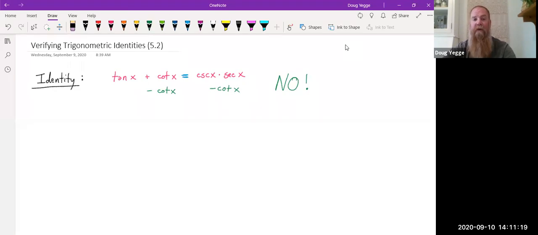Instead, all we can do is try to do whatever we can on one side. Let's say we start with the left side, and we start to apply fundamental identities, or algebraic properties, or any methods we can think of in order to turn tangent x plus cotangent x into cosecant x times secant x. So let's take a look at a few steps of how we might go through this process.